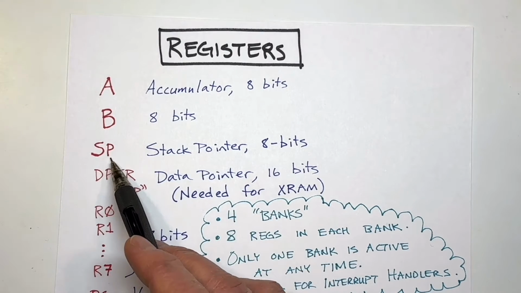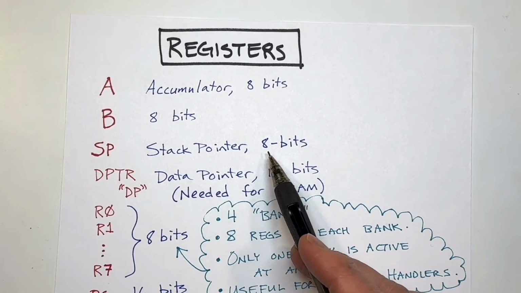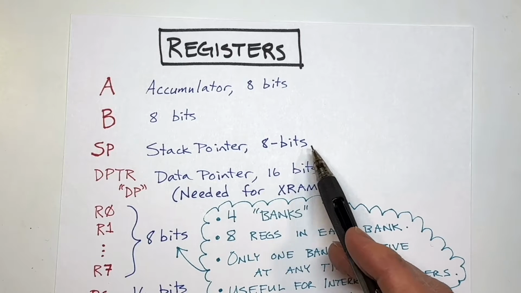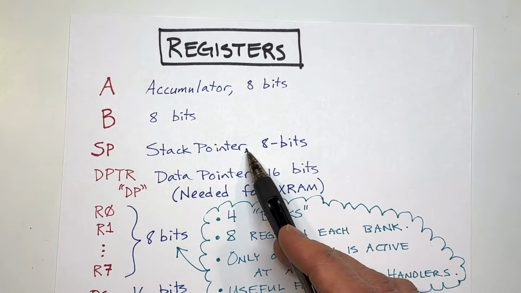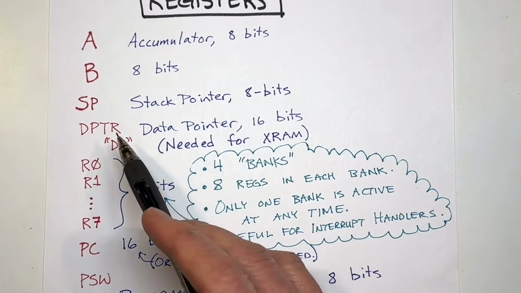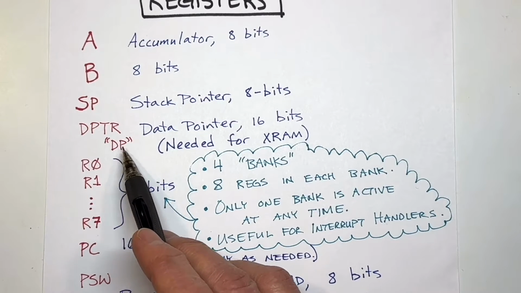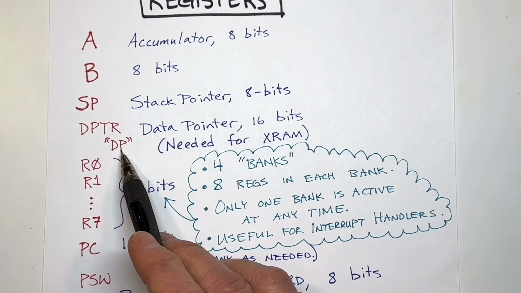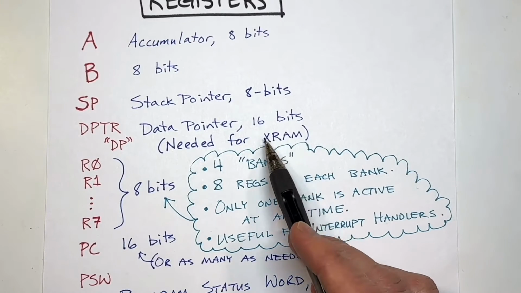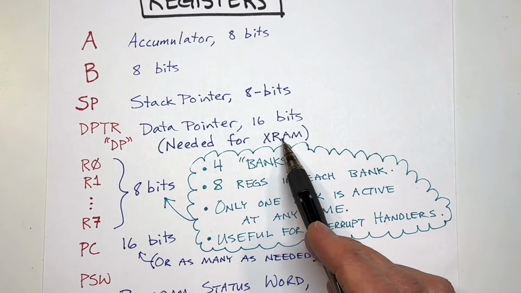There's a stack pointer, and the stack lives in the internal RAM, so the stack pointer is only 8 bits in length. This allows us to do things like call subroutines and return from subroutines. There's something called the data pointer, or DPTR. Sometimes it's called just the DP register. And that is a 16-bit register, and it is used to address memory locations in the external RAM.